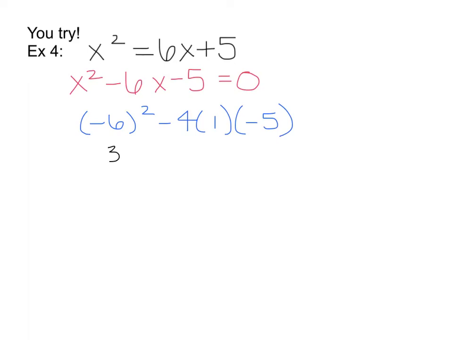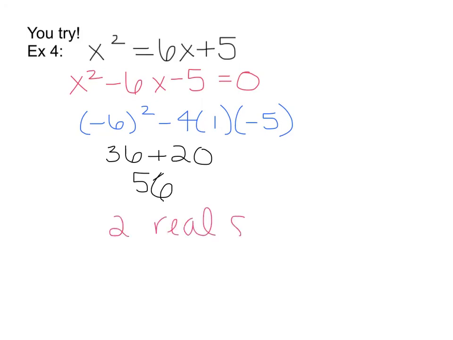Negative 6 squared is 36, and then negative 4 times 1 times negative 5 gives me positive 20, and 36 plus 20 gives me 56. So since 56 is greater than 0, there are two real solutions. So since there are two real solutions, that means your parabola goes through your x-axis twice, which also means that you have two x-intercepts. So if any of the questions were asking for how many real solutions or how many x-intercepts, you would be using the discriminant to determine that.